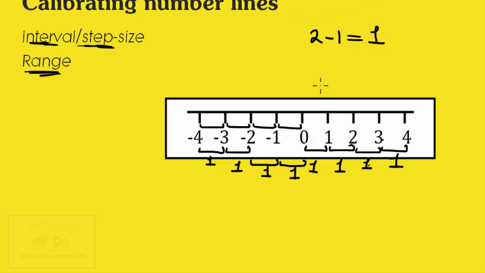Or if you consider it the other way, we have 1 and 2. The difference between 1 and 2 could be considered to be 1 minus 2, which is -1, the magnitude of which is 1. So I'll say that again. The interval or step size of a number line refers to the magnitude of the difference between consecutive numbers.